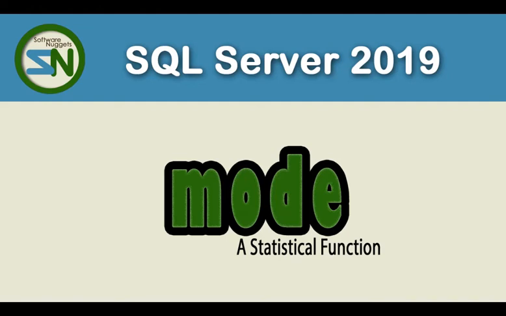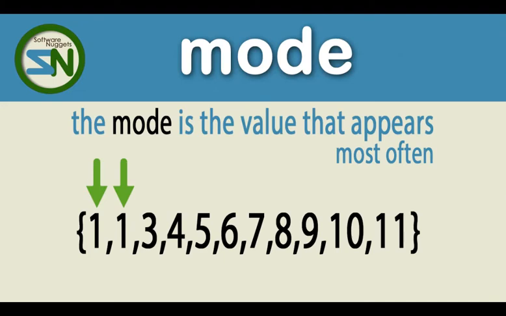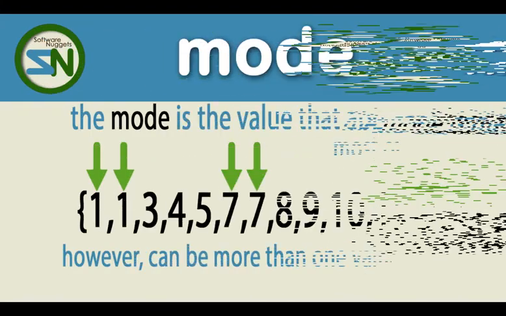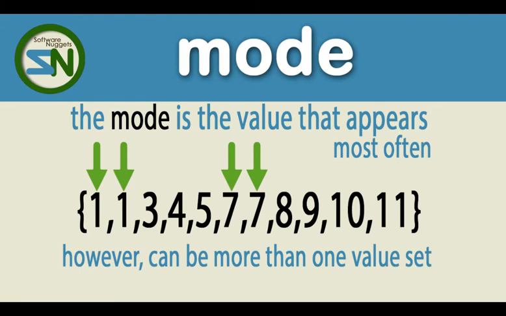In this video, we are going to look at the statistical function mode. I'm going to show you all the rules about it, and then we're going to write a SQL function that will execute it. The goal of the mode function is to find a value that appears most often. Sometimes multiple values have the same frequency, so the mode would be both values.